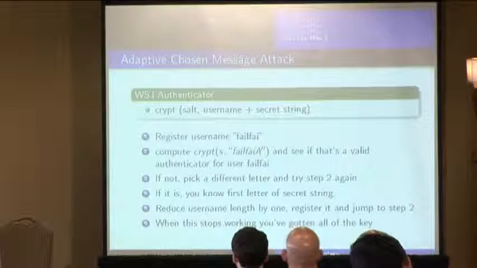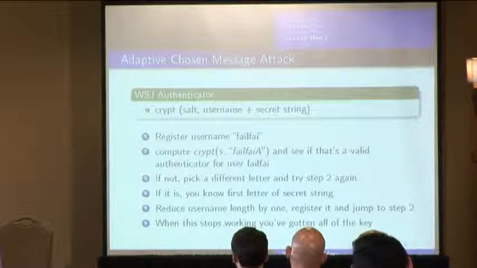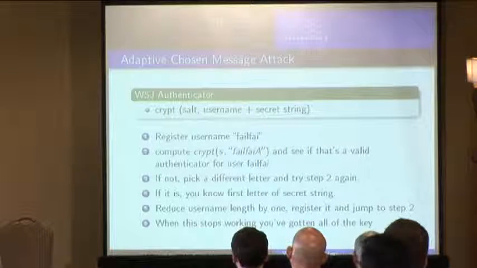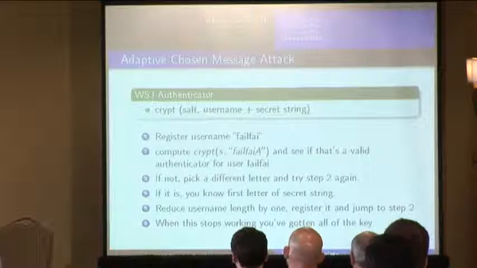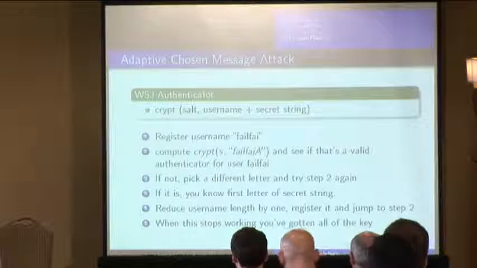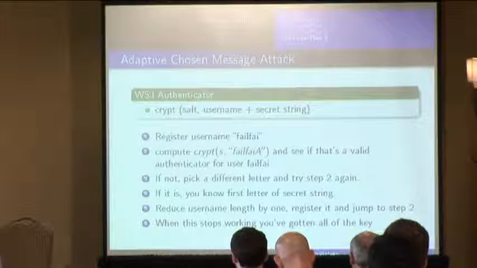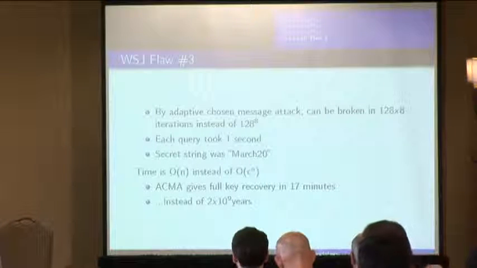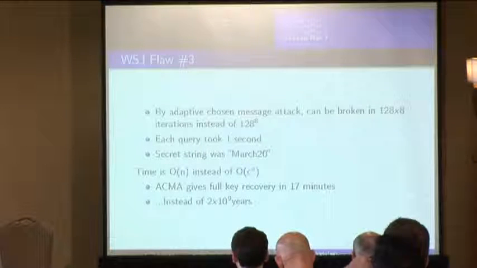And in this case, you register a 7-character username, like fail fay, and then you compute the crypt, and you basically try the first letter of the secret string, and you try each one until you get a valid authenticator. And then you do the same thing with the 6-character username, and you can break the authenticator 1 byte at a time instead of having to guess it all at once. So this is basically exactly the same attack that was used in the 10x password recovery back in the 70s. It's the same attack that's used in the Netifera padding oracle attack. And by doing this, the adaptive chosen message attack, you can break this in 128 times 8 iterations instead of 128 to the 8th power.